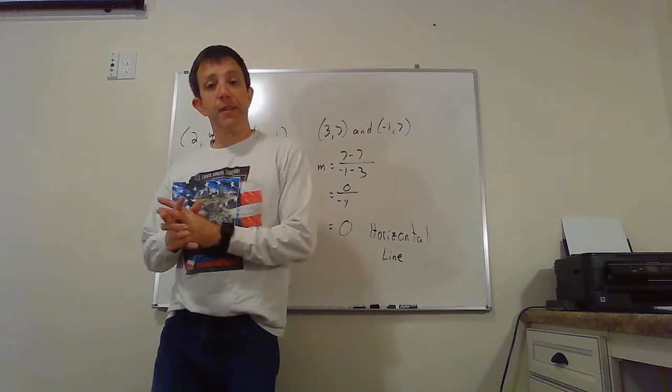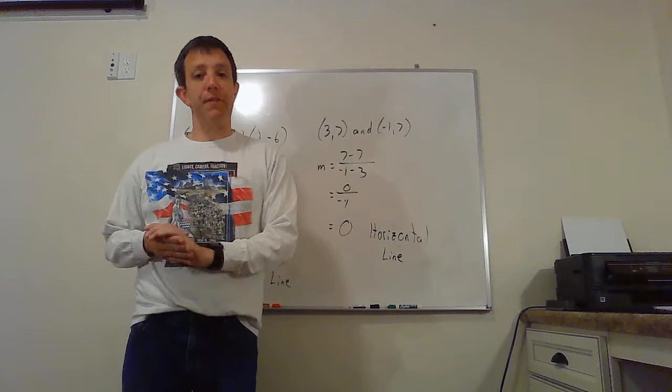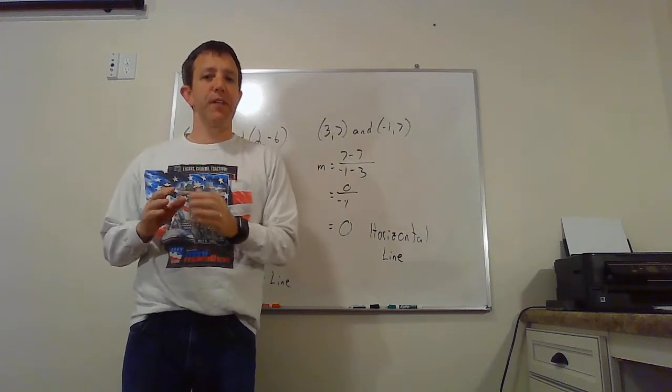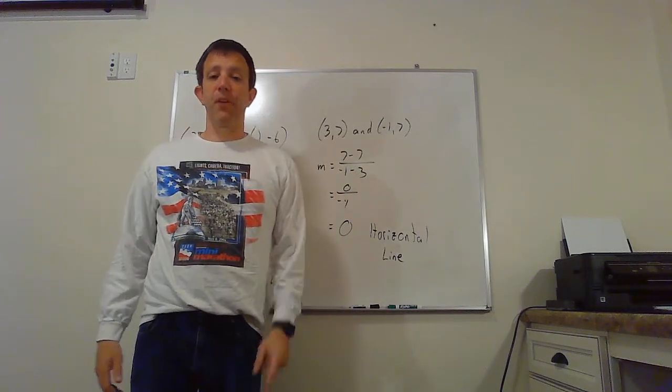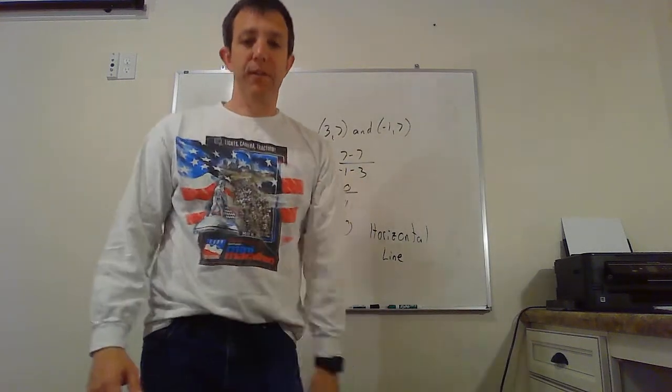So if you remember back in the last section when we looked at graphing, or a couple sections ago when we looked at graphing lines, we had vertical and horizontal lines. These are those 2 examples. All right, one more thing to look at real quick, and then we'll be all set.